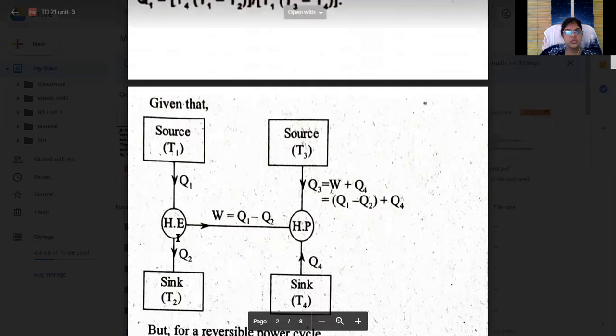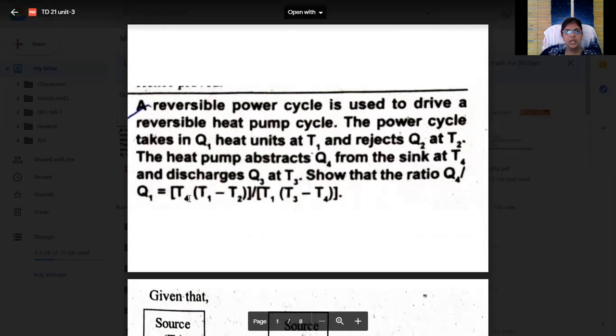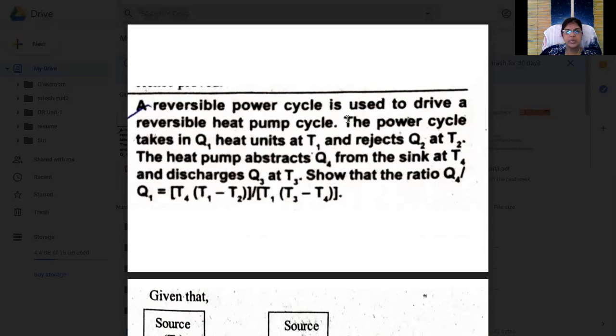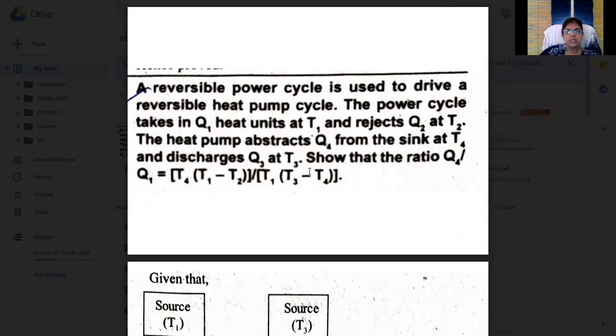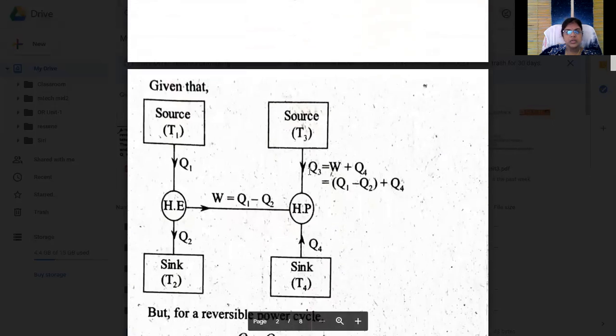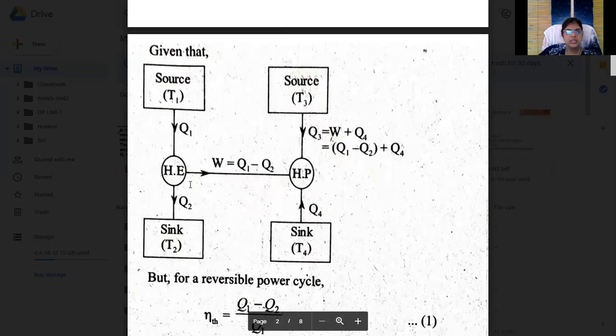So first of all, we are using a heat engine from the above matter. The reversible power cycle is used to drive a reversible heat pump cycle. The power cycle takes in Q1 heat at temperature T1 and rejects the heat Q2 at T2. So the heat pump abstracts Q4 from the sink at T4 and discharges Q3 at T3. So show that the ratio. First of all, we will take the heat engine and it extracts heat Q1 from the source at T1 and rejects heat at T2. So this is the heat engine.